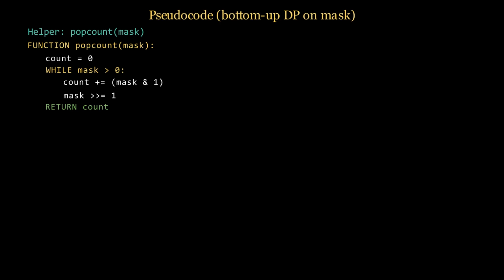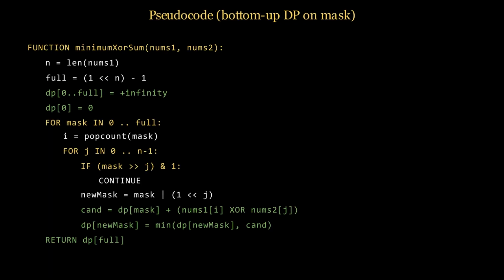Quick helper before the main loop, popcount of mask counts 1 bits. Here i equals popcount of mask, that is the next index in nums1 to fill. Function minimumXORSum takes nums1 and nums2. Let n be the length. Full mask is all n bits set. Initialize dp to infinity for every mask. The empty assignment has cost 0.